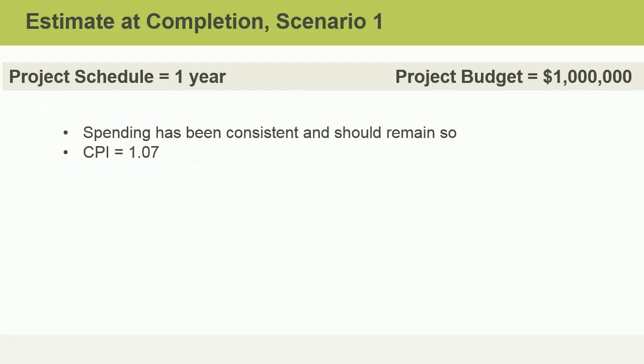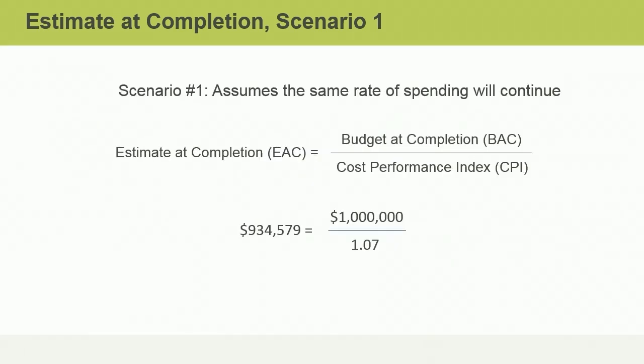Can you think of a way that the CPI can be used to manipulate the BAC and give you a new forecasted EAC? You may pause the video at any time to determine the answer, and then resume the video when you're ready to hear the correct answer. If you said divide the BAC by the CPI, you are correct.